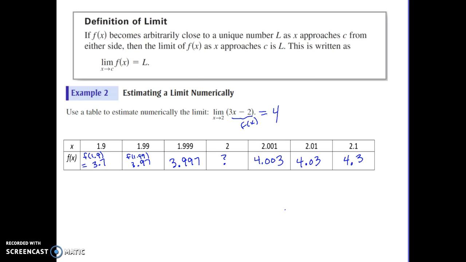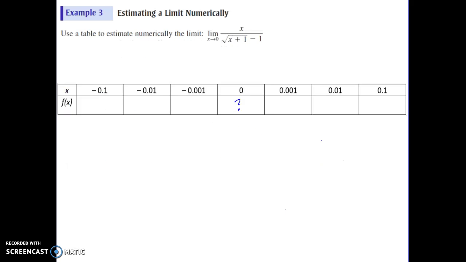Okay, now we're going to look at another example. Same idea. We're going to use a table, and we're going to estimate numerically the value of the limit. So we're finding the limit as x approaches 0. My function this time is x over the square root of x plus 1 minus 1. Again, my c value is 0. So I'm putting 0 here in the middle of my table, and I'm picking x values that are getting closer and closer to 0 from the right, and x values that are getting closer and closer to 0 from the left.